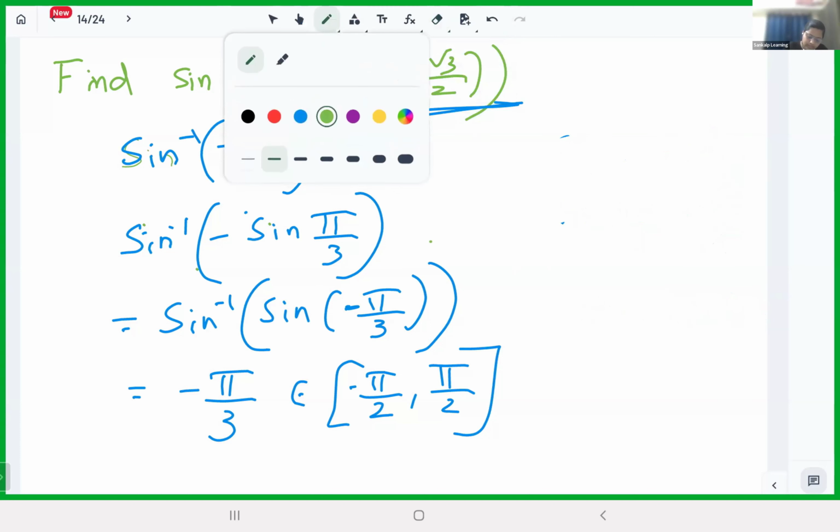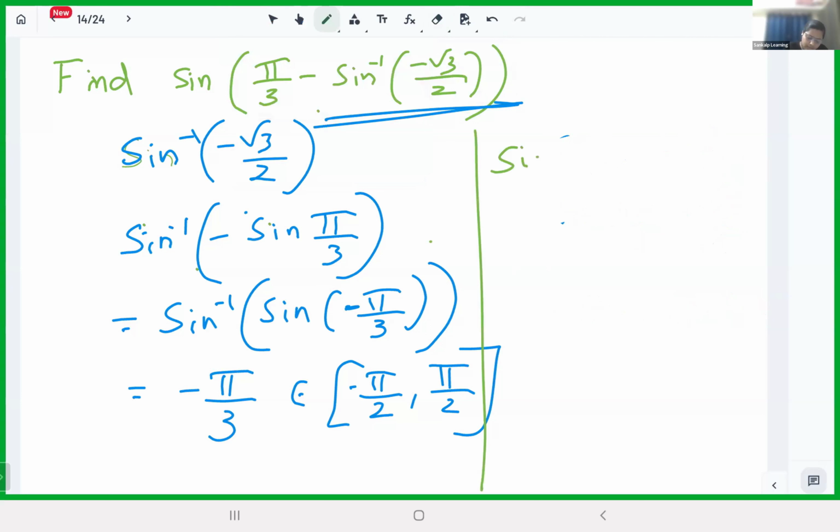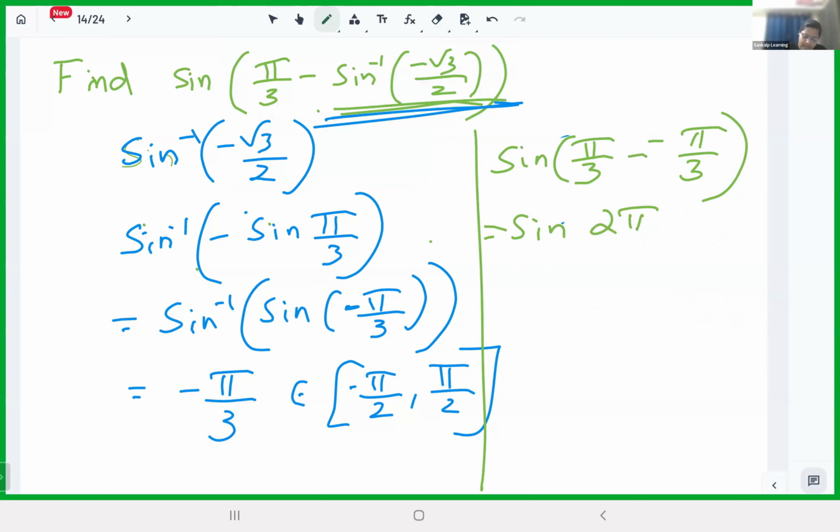On substituting in the question, we get sine of pi by 3, and instead of sine inverse of minus root 3 by 2, I'm going to write minus pi by 3. Already there was a minus in the question. So it is sine of pi by 3 minus minus pi by 3. Minus minus will become plus, so it will become sine of 2 pi by 3.